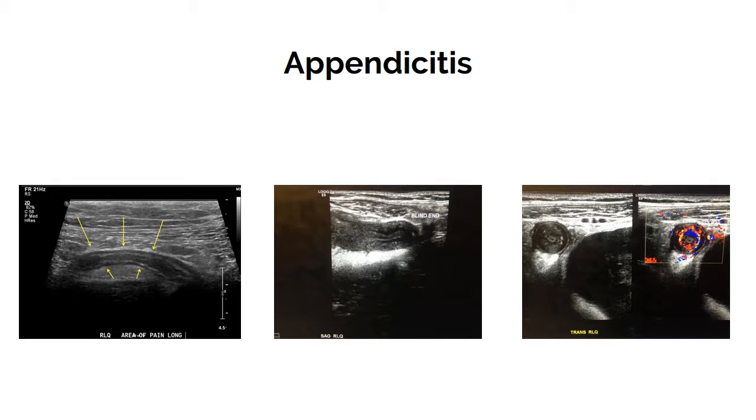An inflamed appendix will appear as a target lesion in the right lower quadrant exceeding 7 mm in diameter. There will be increased blood flow and a non-compressible structure without peristalsis. The blind end of the appendix is easily visualized.